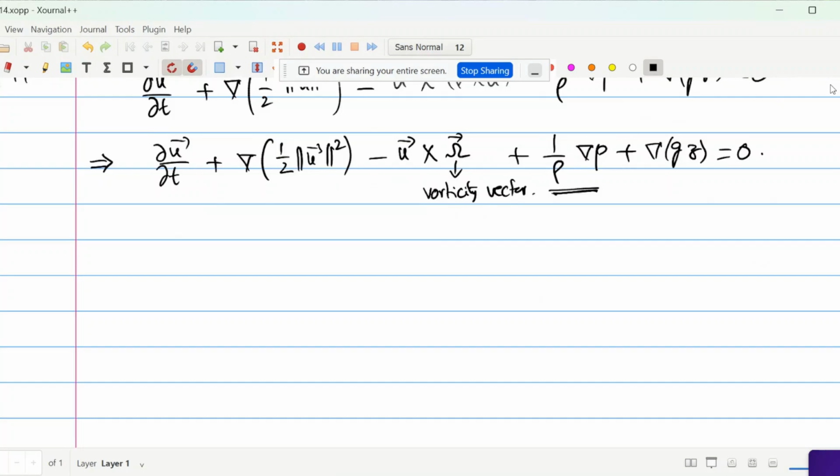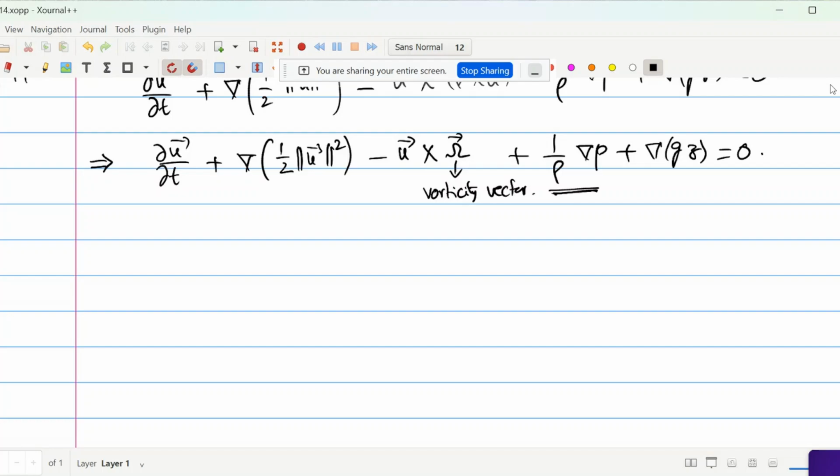But I will put it as the gradient of some function of P. That is where some integral will come. Such fluids, where the density depends only on the pressure, are called barotropic fluids. We can easily show that.